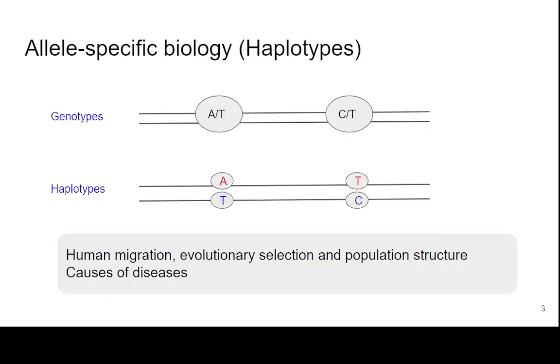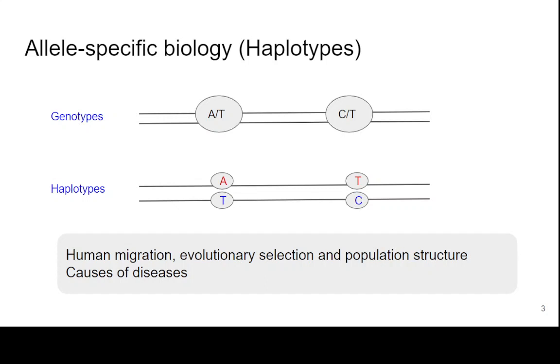Okay. So first, what is phasing or haplotyping? Imagine we know these two variants and their genotypes, which are AT and CT. What we actually want are the haplotypes, which means A is connected to T and T is connected to C. The process of obtaining these haplotypes is known as phasing or haplotyping. There are many applications. These haplotypes are helpful to study human migration, evolutionary selection and population structures, and also to understand the causes of diseases.